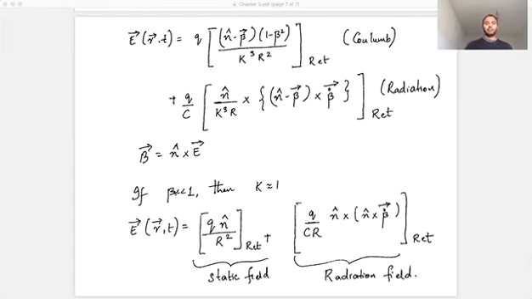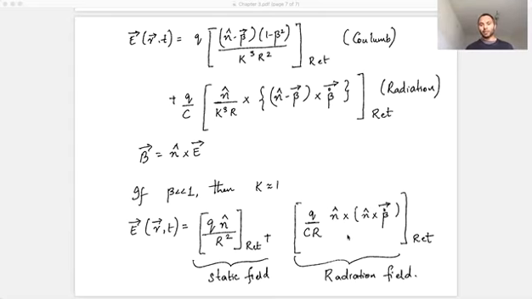Special case if beta far less than 1, so charges are not relativistic. So 1 minus n hat dot beta is kappa, which is just going to be almost equal to 1. And the other terms, you can just set beta equal to 0. And so you get the value for the electric field. You again have the static field, which is the usual form. It's 1 over r squared. This is just basically the Coulomb solution, right, to the electric field of a charge.